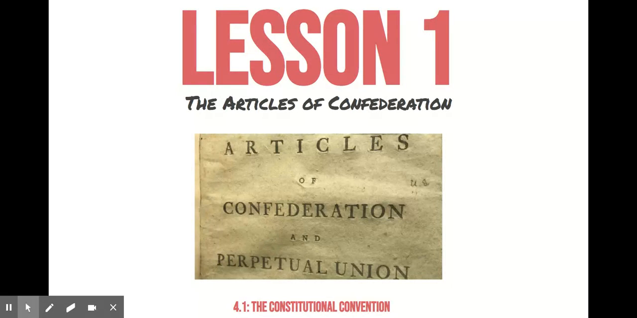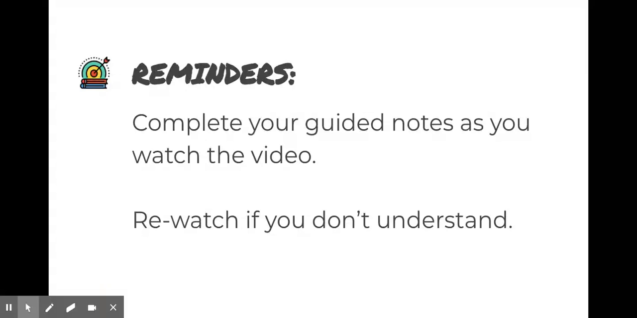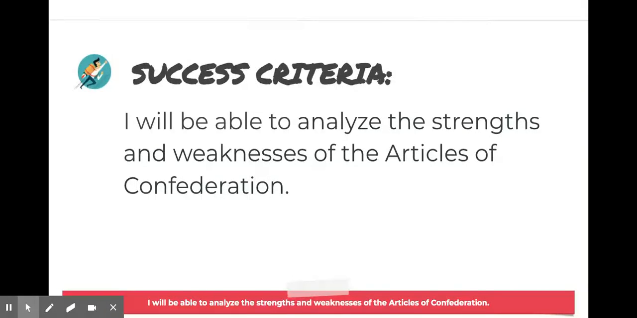But they're also very worried about how Britain abused their power in their minds as a government, and they don't want that either. So the very first plan of government that they come up with is the Articles of Confederation. Okay, so that's what we're going to talk about. So the success criteria: I will be able to analyze the strengths and weaknesses of the Articles of Confederation.